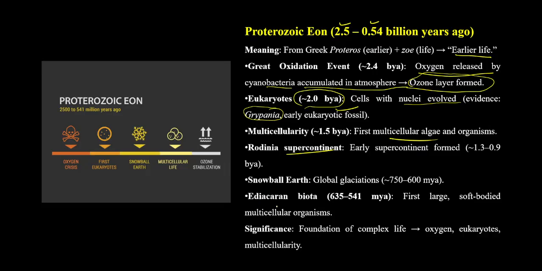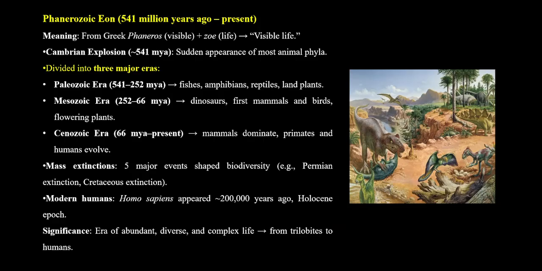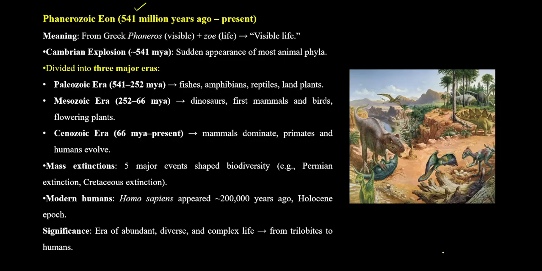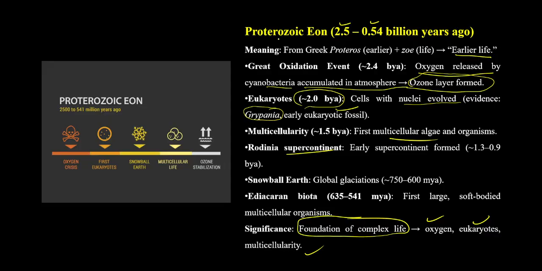This time scale is considered the foundation of complex life, where oxygen, eukaryotes, and multicellularity came into existence. Then the Phanerozoic Eon, which existed around 541 million years ago and till present. The word Phanerozoic means visible life.